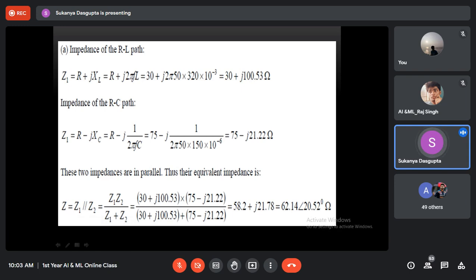I guess all of you have studied this type of complex algebra in your class 12 mathematics. There was a chapter named complex algebra in mathematics. So you know how to solve this type of arithmetic.